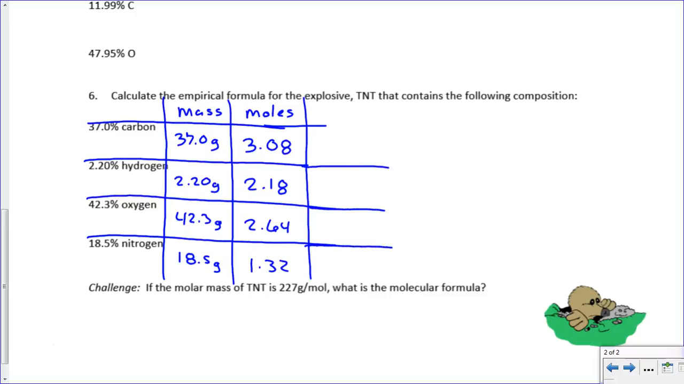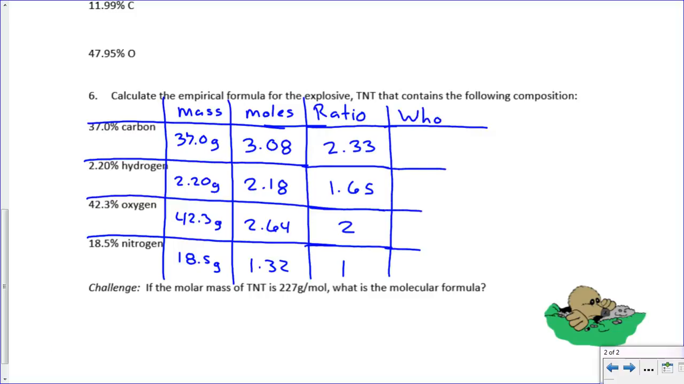Next step, we've got to get ratios. You do this by dividing by the smallest. If you look at the number of moles and find the smallest, 1.32 is the smallest. So we're going to take all of these numbers of moles and divide them by 1.32. That one is a 1, because 1.32 divided by 1.32 is 1. Then starting at the top, 3.08 divided by 1.32, you get 2.33. And then 2.18 divided by 1.32, you get 1.65. And then 2.64 divided by 1.32, you get 2. So all of those are just dividing by the smallest number of moles to get the ratio.